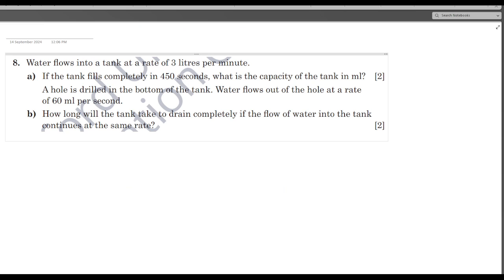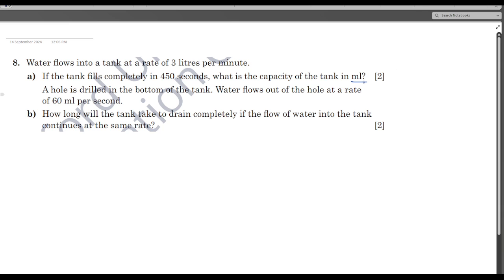Water flows into a tank at a rate of 3 liters per minute. If the tank fills completely in 450 seconds, what is the capacity of the tank in milliliters? So 1 minute means 60 seconds. So in 60 seconds, the water going into the tank is 3 liters. So therefore, in 450 seconds, it will be 3 divided by 60 times 450.